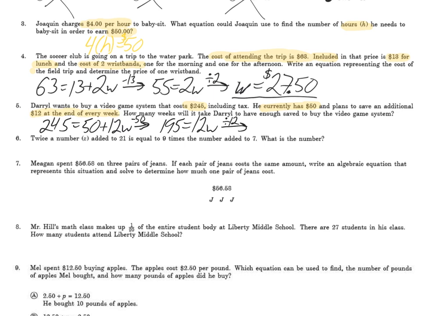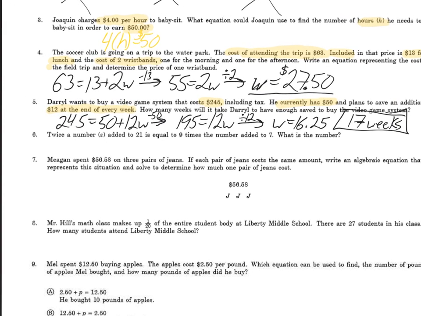195 divided by 12 equals 16.25. But can I have 0.25 of a week? No. So we're going to say 17 weeks. Okay. Next one.